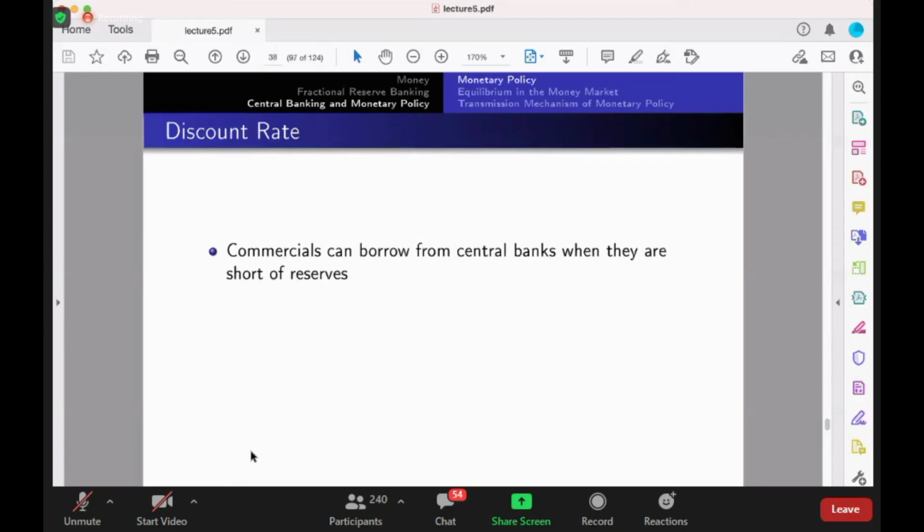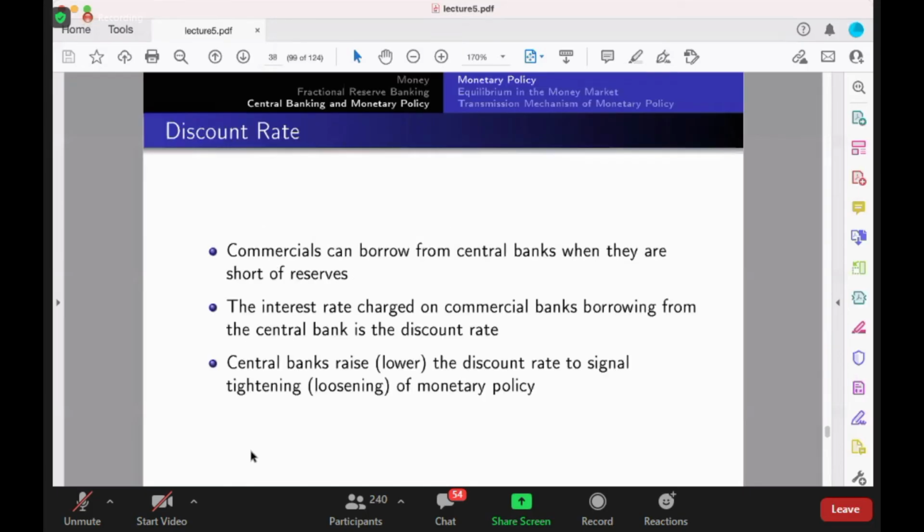Now let's come to another way that the central bank alters the supply of money in the economy, and it is through this thing called discount rates. So don't forget, commercial banks can borrow from the central bank when they are short of what? Reserves, and it's part of the banking process. When the commercial banks are short of reserves, they must rely on the central bank for additional reserves. Okay. Now the interest rate that is charged on commercial banks borrowing from the central bank, okay, is what is called the discount rate. Okay, so the interest that the central bank charges the commercial bank on these reserves is what is called the discount rate.